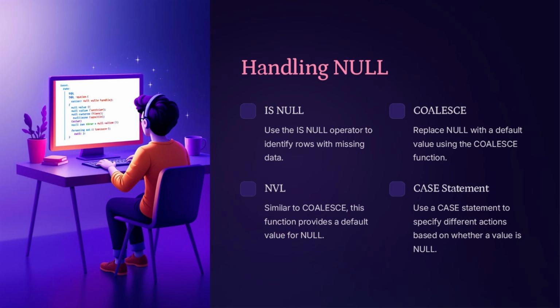The nvl function serves a similar purpose to coalesce, providing a way to substitute a default value for null. Using a case statement gives you more flexibility to handle null values, as you can specify different actions depending on whether a value is null or not. Understanding how to effectively manage null values is an important skill for any data professional, as it helps ensure the integrity and reliability of your data.